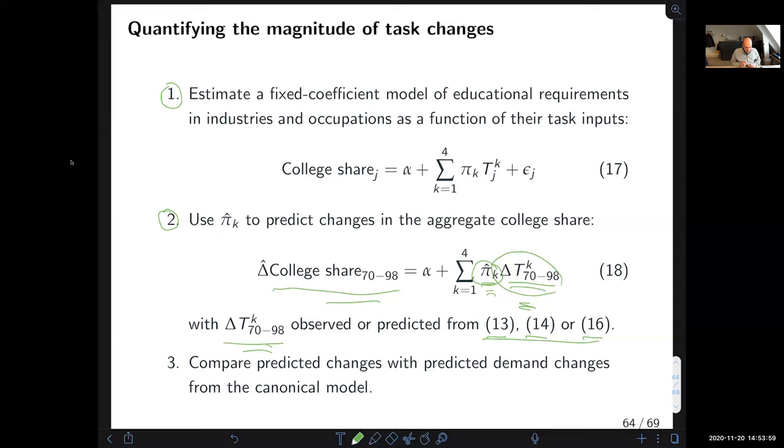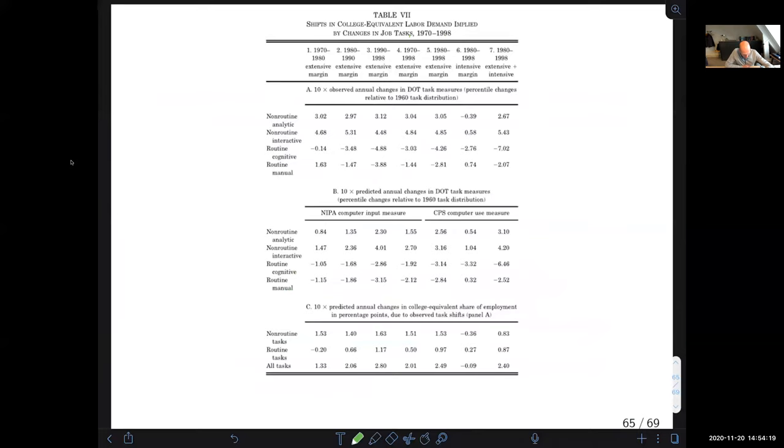But let's first see what measures we have for the delta T's, changes in tasks, and how that results in predicted changes in the college share. So panel A in this table gives you the actual changes in the task measures. And panel B gives you predicted changes in the task measures from changes in computer use. These predictions using changes in computer use, we said, there are different predictions that we've made in the paper.